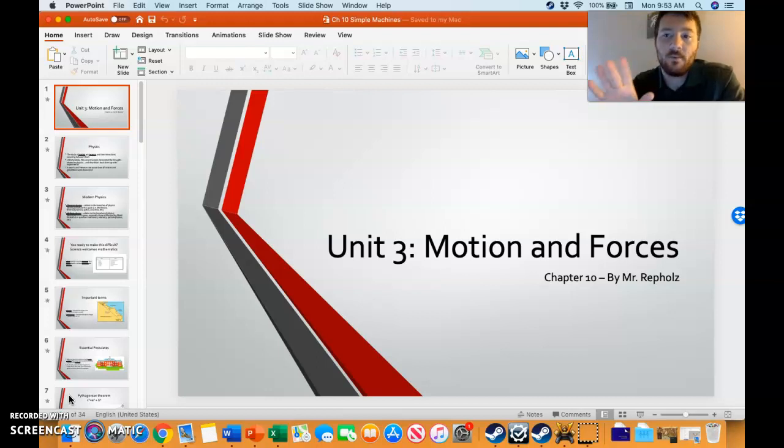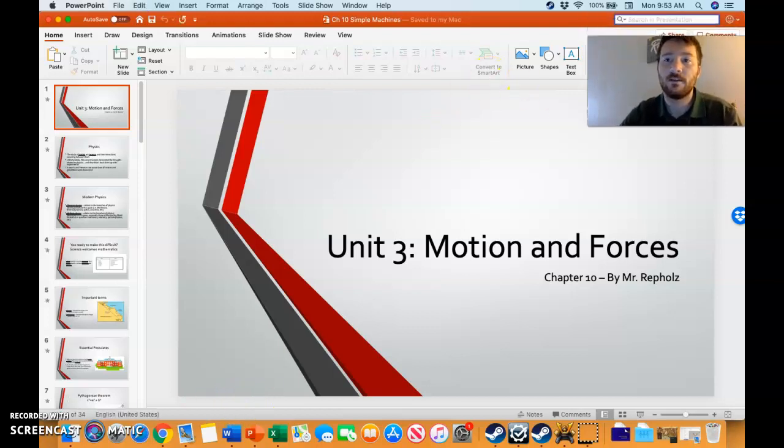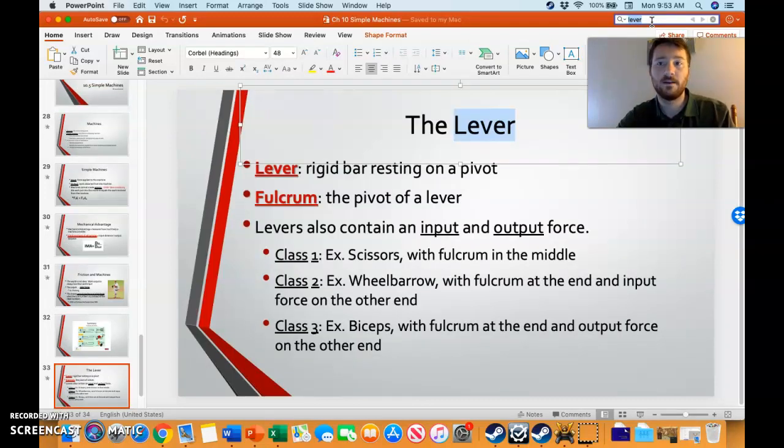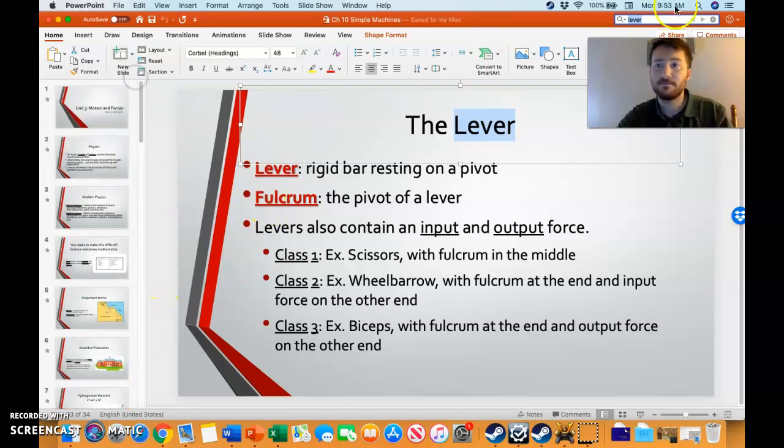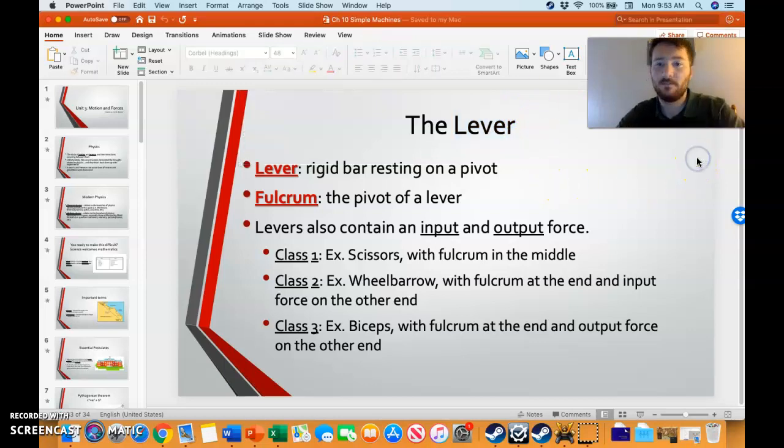You can use these PowerPoints on the exam and just pull them right up, use them. You can even hit Control F and search for anything that you want. It says search in PowerPoint. I mean, you can search for lever and it comes right up. So you can use that to your advantage. That'd be just something good for you to know.